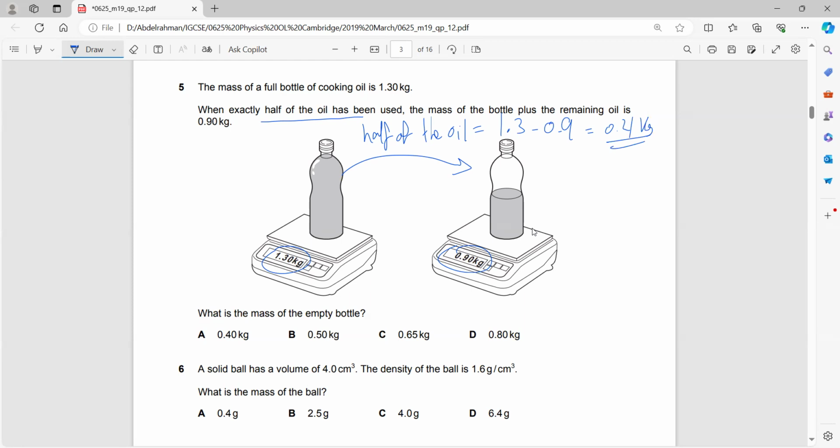He wants to find the mass of the empty bottle. How can I find the mass of the empty bottle? I just need to remove the second half. Very simply, 0.9 minus the remaining half. You already removed 0.4 kilograms, and the second half is also 0.4. So I can remove the second half. Subtract 0.9 minus 0.4. This would be 0.5 kilograms. Excellent, you all said B. Correct.